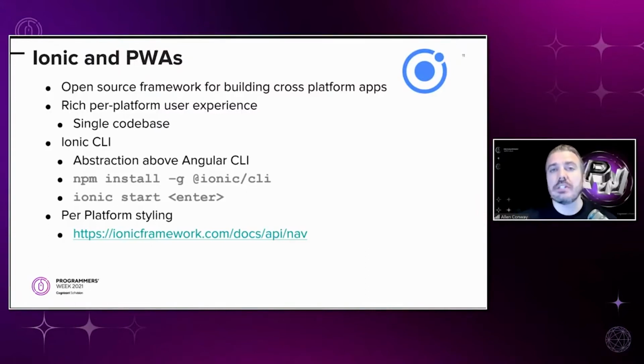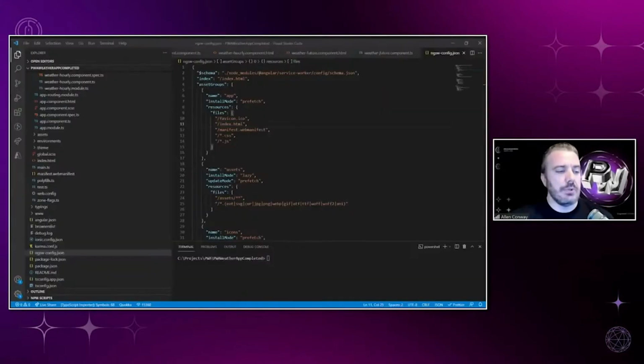You can install this globally with that command there, npm install global Ionic CLI. To start an Ionic app, like create one, you can say ionic start and it will guide you through a series of steps and questions and it will start your application. We're also going to look at the per platform styling here in just a second as well. So I'm going to jump over to the third iteration of this here, which is the PWA weather app completed.